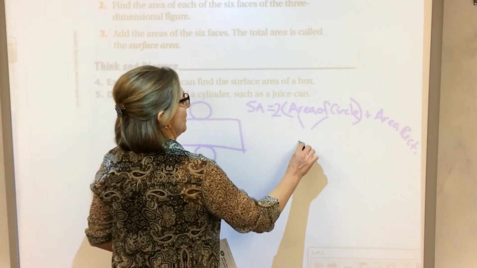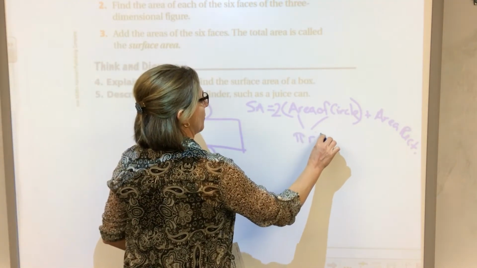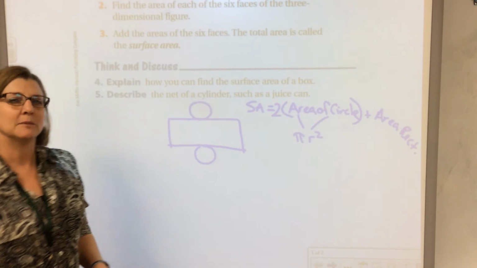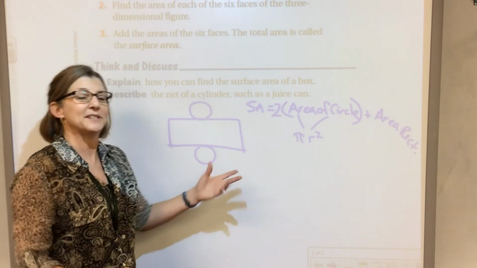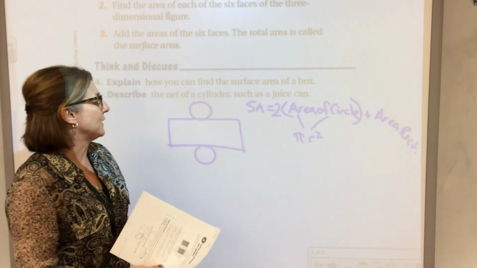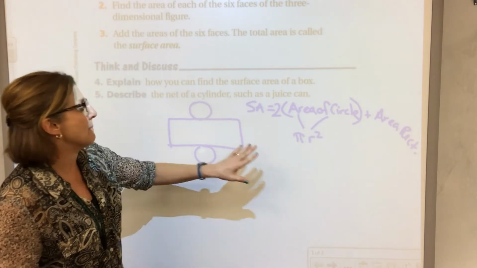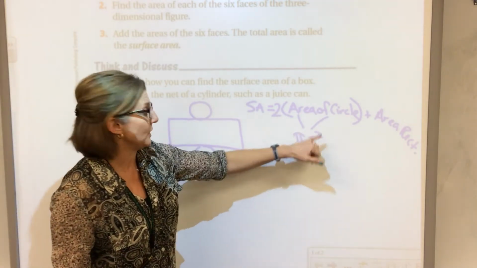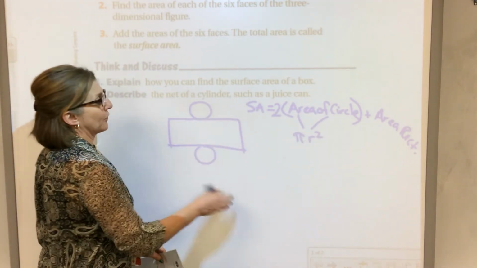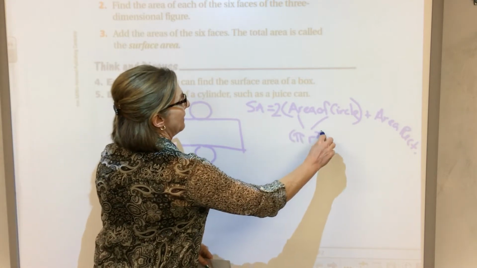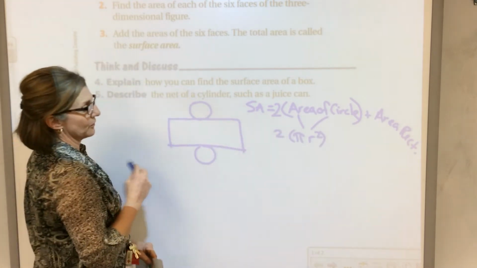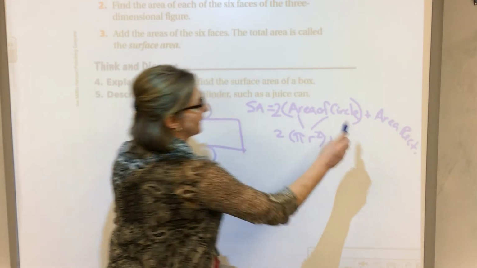All right, so pi times the radius squared. And we haven't really talked about how to derive that formula. If we have time, I'm going to show you at the end. It's really kind of cool. But for now, you've got a formula sheet, and that's on there. So the area of these circles, pi r squared, and then we're going to double that because there's two circles. Plus, we have to find the area of the rectangle.